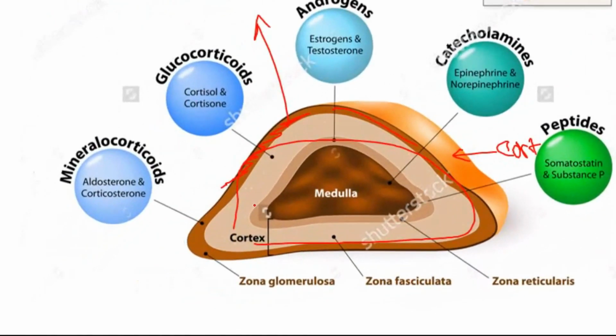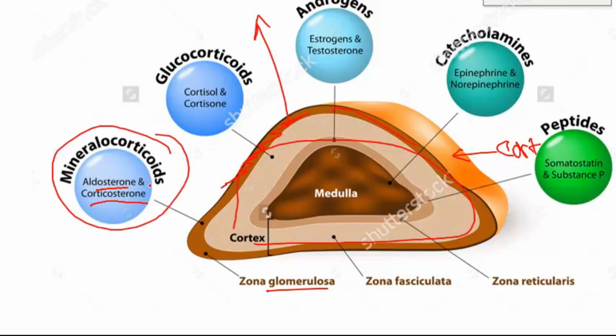Now, if you look clearly at the cortex area, you will see three different zones of the cortex. One is the zona glomerulosa, which secretes mineralocorticoids. The mineralocorticoids include aldosterone and corticosterone. These are the types of hormones that it secretes.